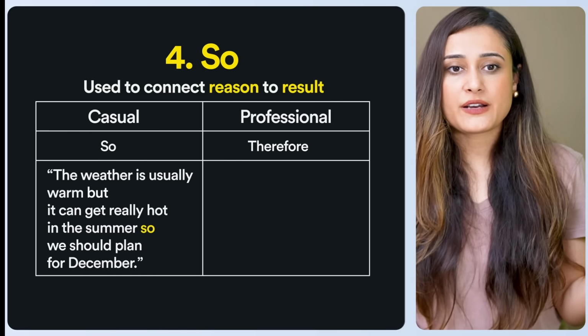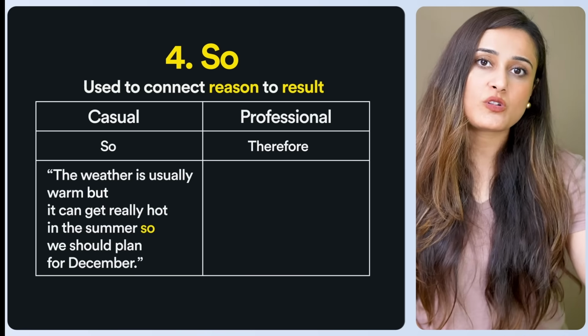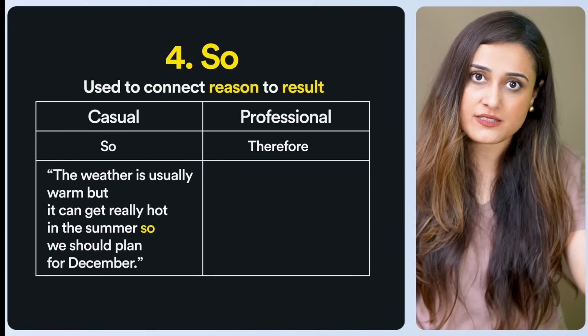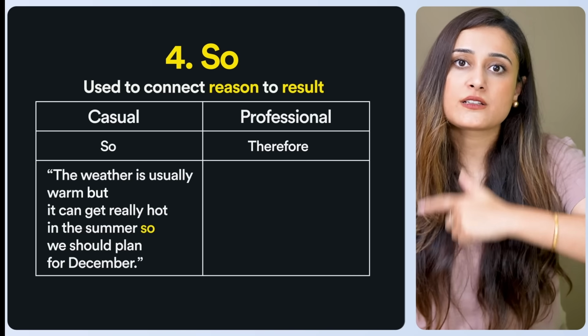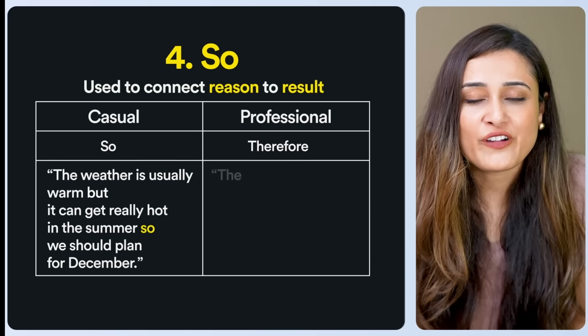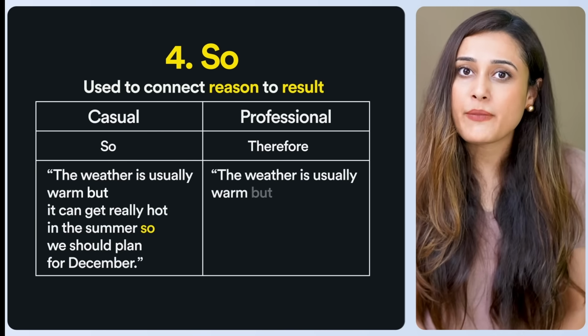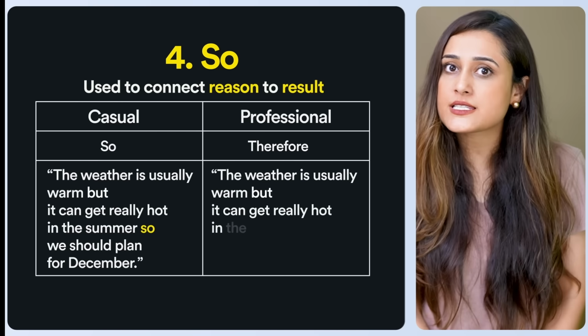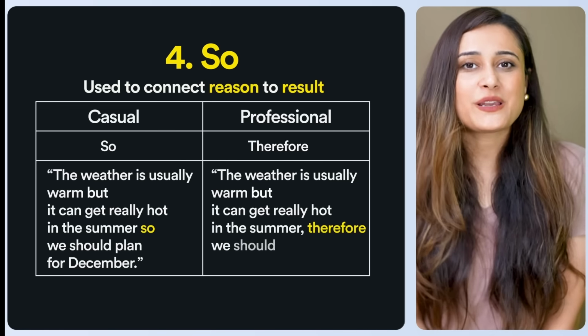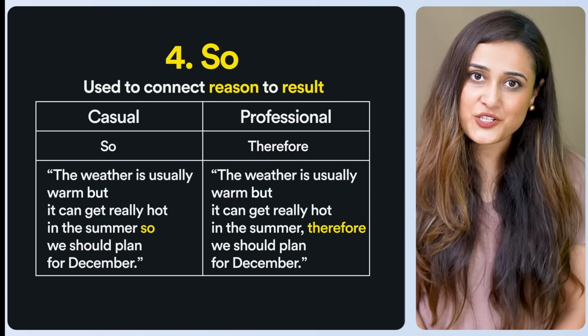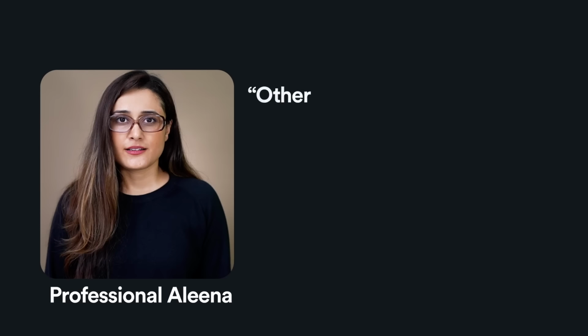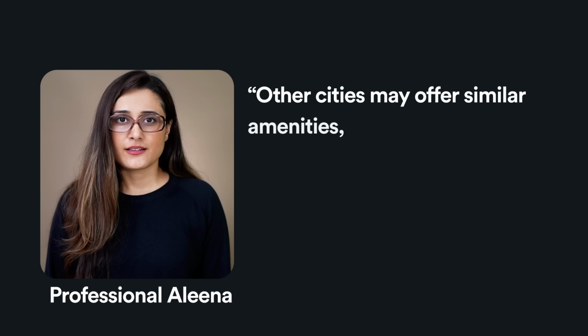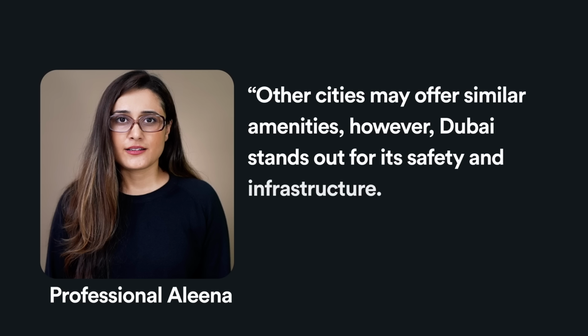Okay. So that is why so is being used to connect the reason, which is the first part of the sentence, to the result. We should plan for December. The weather is usually warm, but it can get really hot in the summer. Therefore, we should plan for December. Now let's see Professional Alina's sentence. Other cities may offer similar amenities. However, Dubai stands out for its safety and infrastructure.